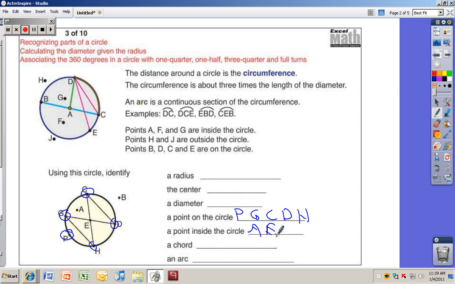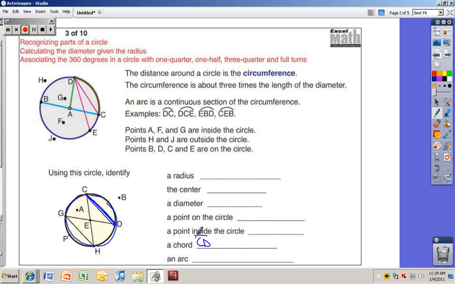A chord. Can you name a chord? Remember what a chord is? I don't, because I never learned it. The way I remember it is it's kind of like the circle is a guitar, and the strings make a chord sound on it. So you'd have strings that go C, D. C to D would be a chord. Excellent. Okay, that would be one possible answer.